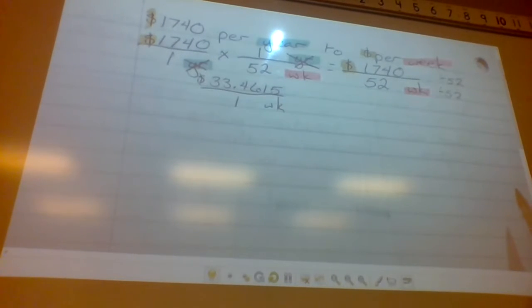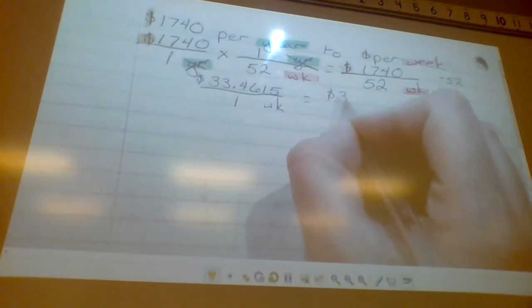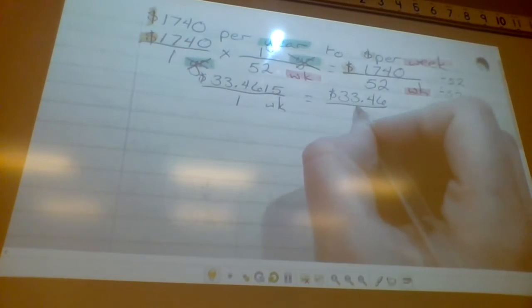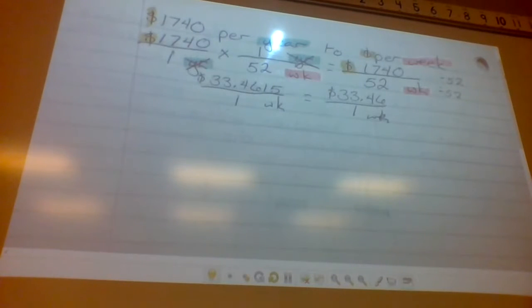So what is it? $33.46 per week. There you go.